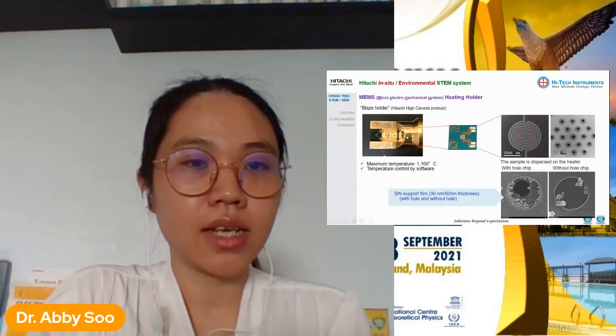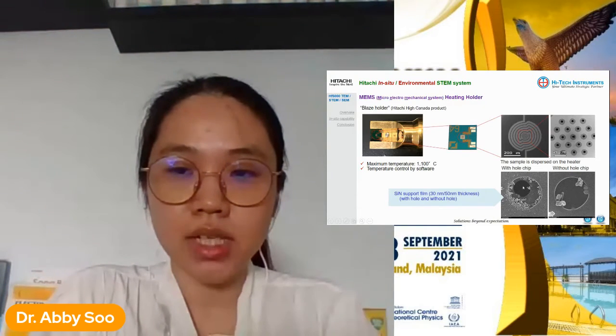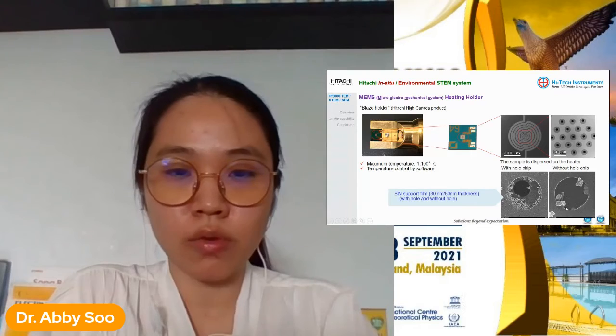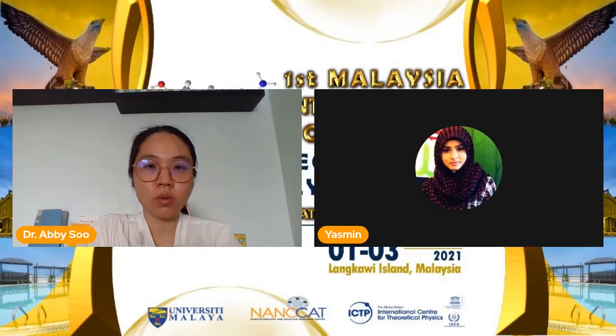So this one basically is using the heating specimen holder here. You place your sample on top of the silicon nitride support film, and there's a heating holder here. The maximum temperature is 1100 degrees Celsius. This one is the SEM imaging here. This one is dark field.